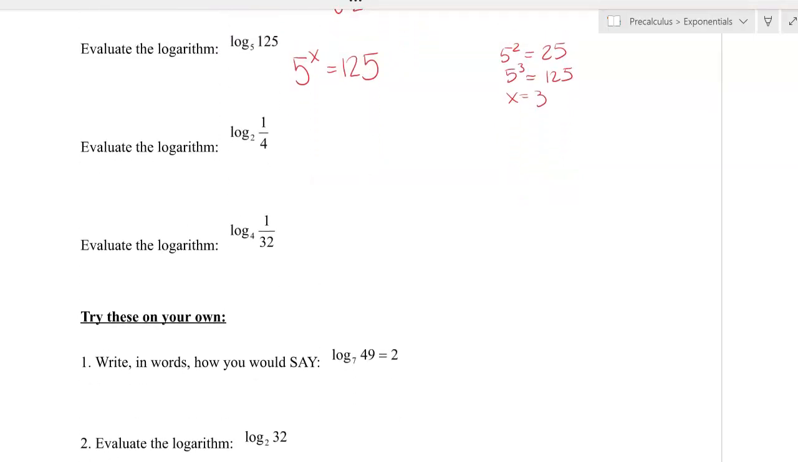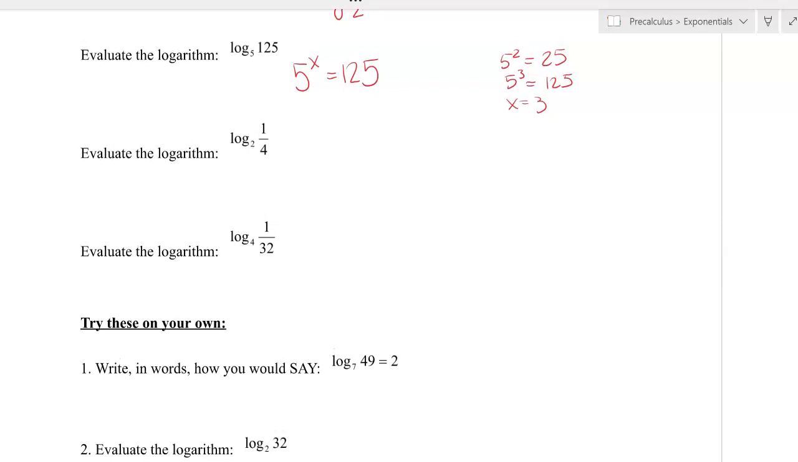Evaluate the logarithm of log base 2 of 1/4. So again, I'm going to have base of 2 to the x is equal to 1/4. Since I have a fraction, I know my exponent is going to be negative.